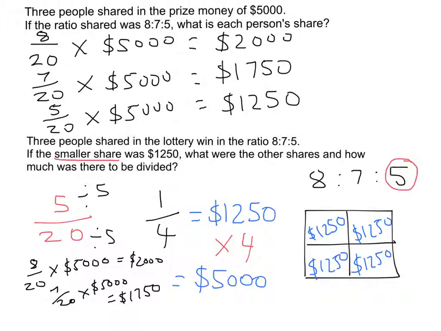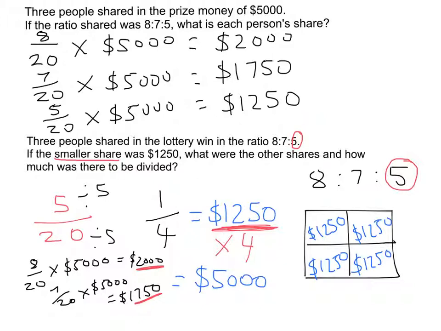So you can see that we've got the same results. I'll just circle these. We've got the same results that we did in the previous question. The only difference in this question was that it only gave us a portion of the prize money. In this case, it gave us the number 5, the smaller share.